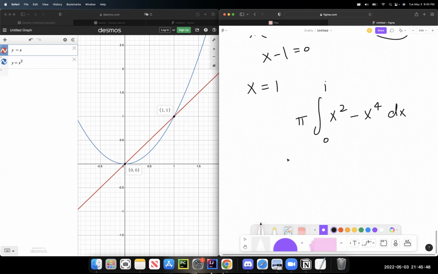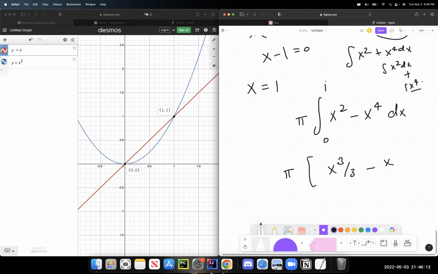Again, when you're doing an integral like this and they're added or subtracted, you can take the integral of them individually. If I had x squared plus or minus x to the fourth dx, I can just do the integral of x squared and then add that to the integral of x to the fourth. Same idea here. So we'll just go through and say, okay, this is just going to be x to the third over 3 minus x to the 5 over 5. And then from 0 to 1, we would plug that in and then multiply it by pi.